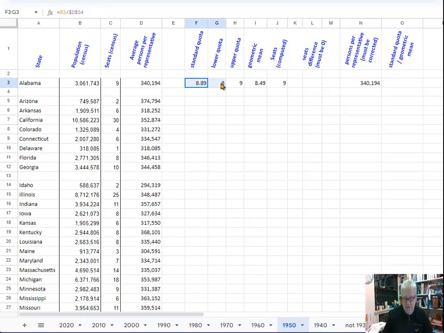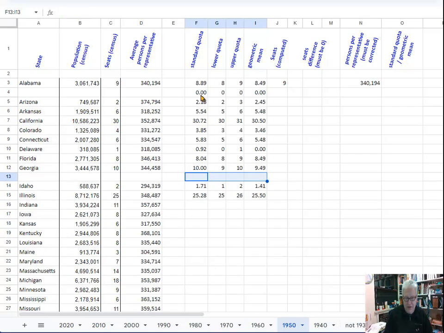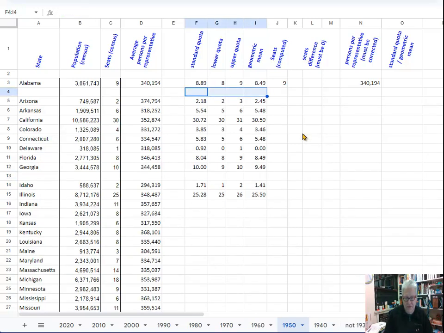I'm going to pull these 4 down here, just for the first few states, perhaps past Hawaii. There we go. And again, I don't need Hawaii. I don't need Alaska. All right.